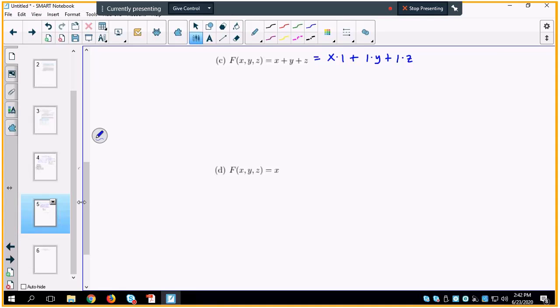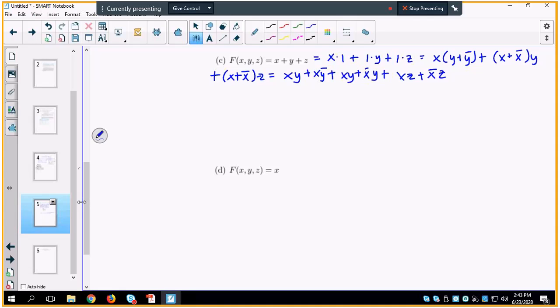z. Then this will be x times y plus y bar plus x plus x bar times y plus x plus x bar times z. So when I distribute, I'll have xy plus xy bar plus xy plus x bar y plus xz plus x bar z. And then I want to look to see if I have any terms in common.